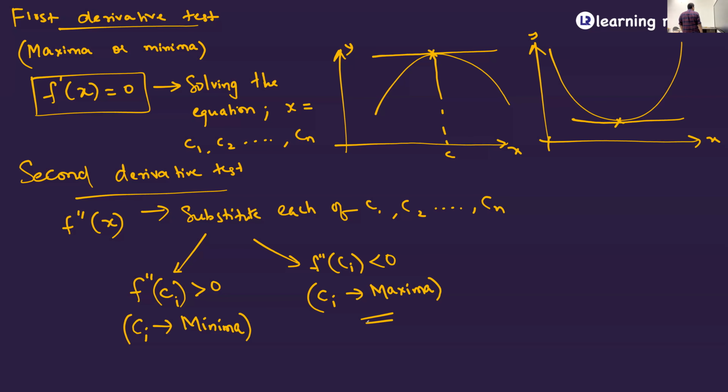So these points, C1, C2, so on till Cn, are said to be critical points. So these points are said to be critical points.